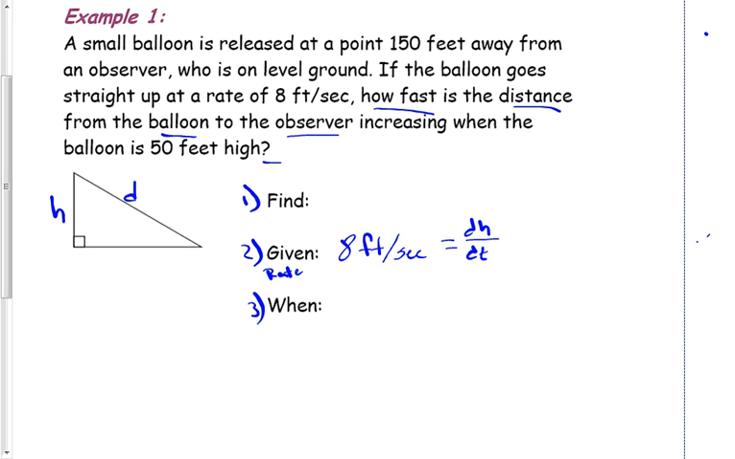So if the hypotenuse of the triangle is D and that changes, we have to use the variable, and that is what we are trying to find. We're trying to find the rate of change of that balloon to the observer. We're trying to find dD dt. And it's going to be in what units? Feet per second. Okay?